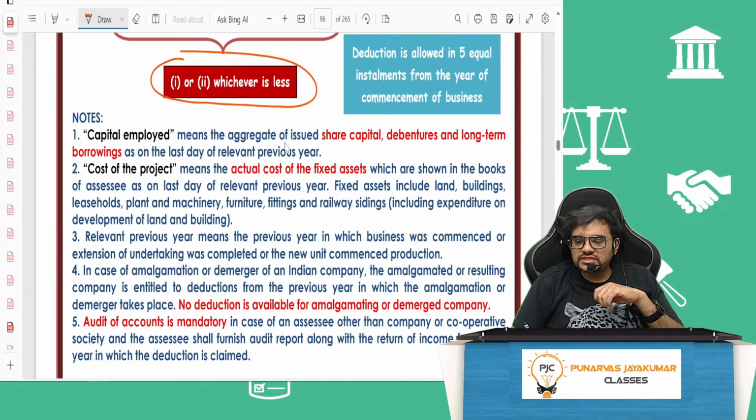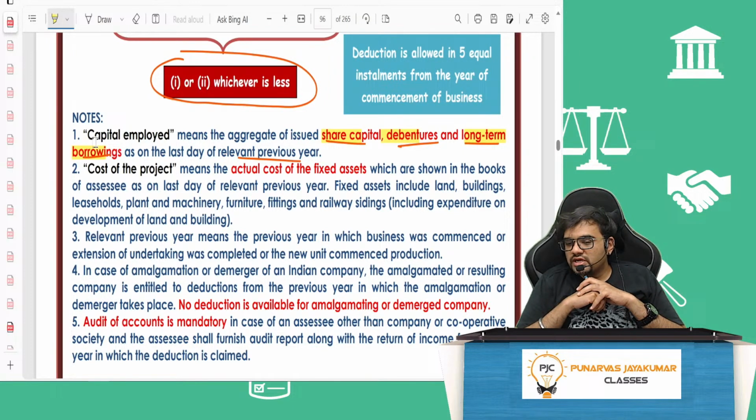Capital employed means aggregate of issued share capital, debentures and long-term borrowings as on the last date of the relevant previous years. Only these three things. Share capital, debentures, long-term borrowing. Will your share application money come? No.